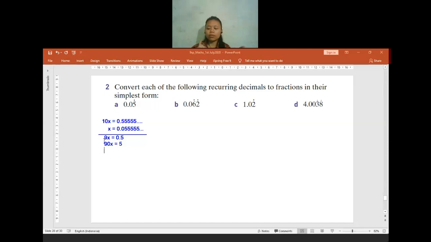Multiply, not divide. We have to be fair. If the left side we multiply by 10, the right side we also have to multiply by 10. It has to be balanced. So the x will be equal to how many?